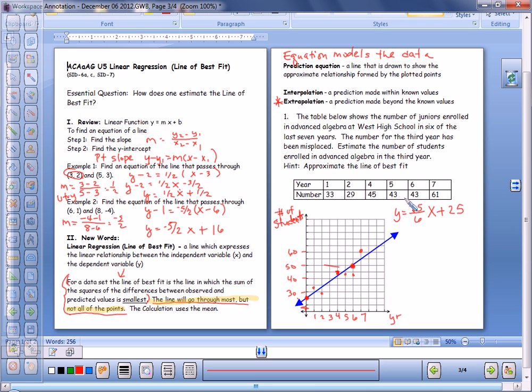Now, if we want to know year 3, now that we have the equation for the data, all we have to do is plug in a 3. And this gives us 37.5 students. Well, we're not going to have 0.5 of a student, so we'll say approximately 38 students for year 3.